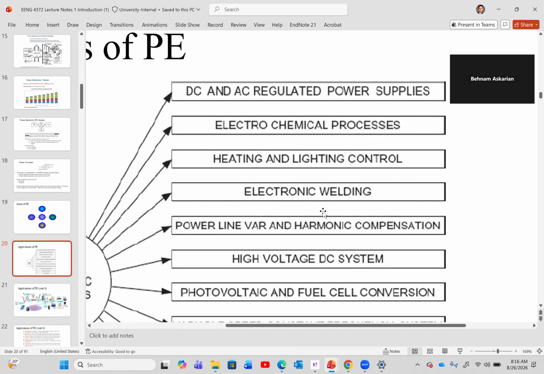Another application for power electronics is electronic welding. I don't know if any of you have experience with welding. 15, 20 years ago, I used to do welding a lot. I was doing a little bit in mechanical engineering as well. I did a minor in that, and we learned how to do welding with those old machines.